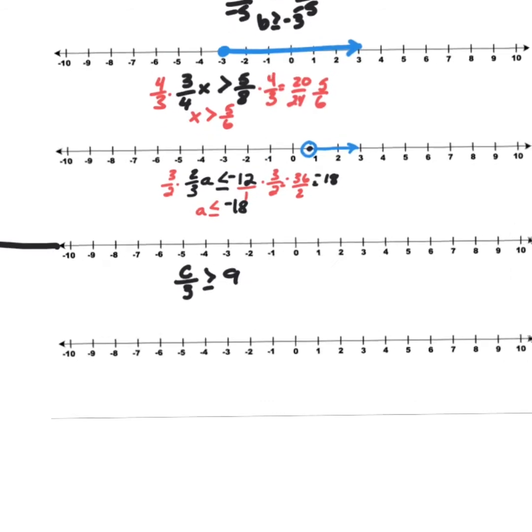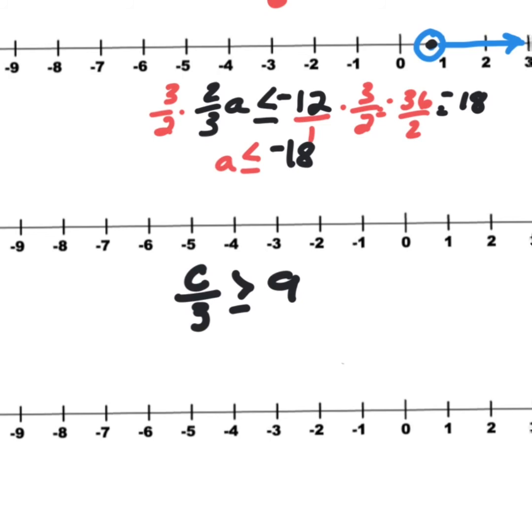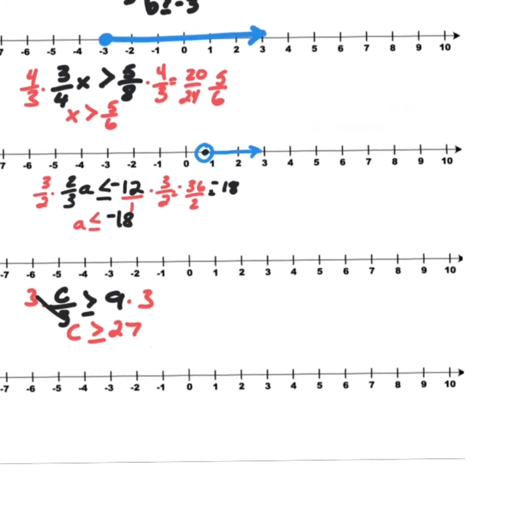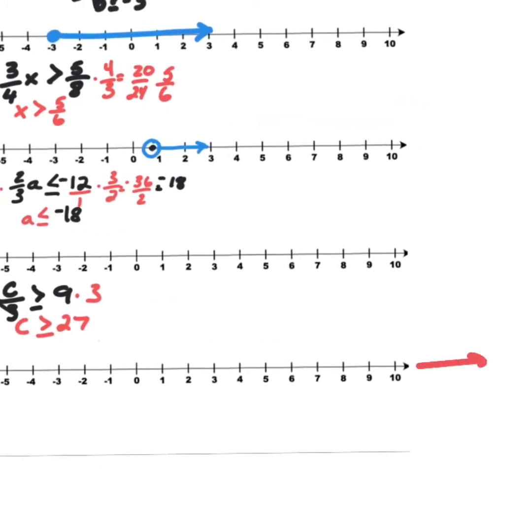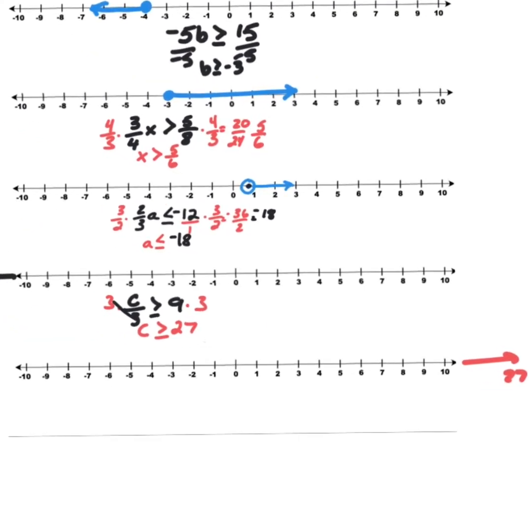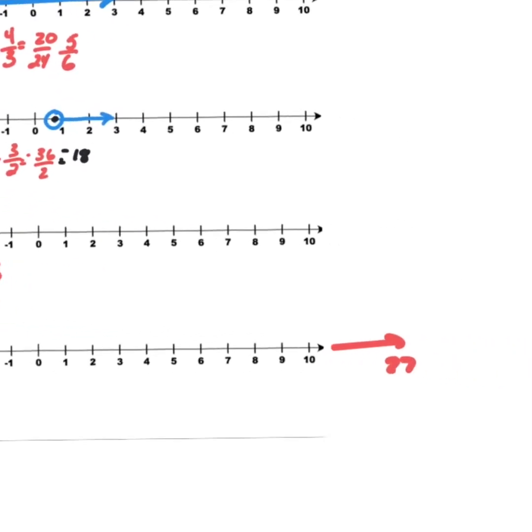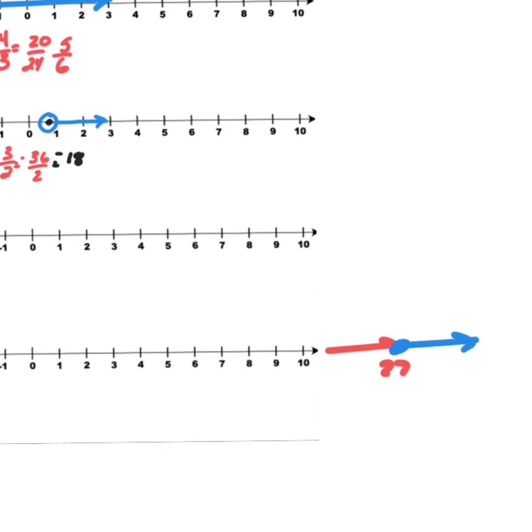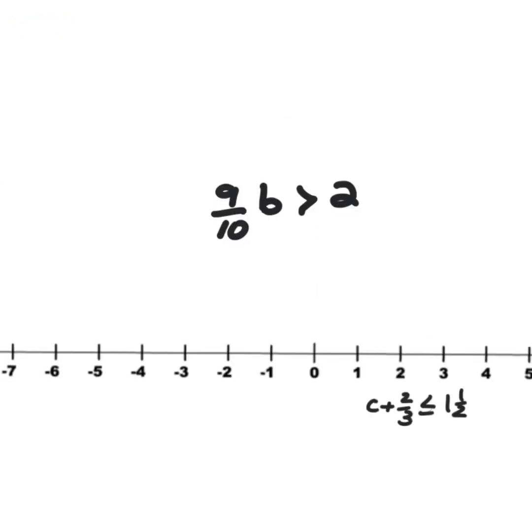And for this one, c divided by 3 is greater than or equal to 9. I just have to multiply each side by 3. Those cancel out. This side by 3, I get c is greater than or equal to 27. And I definitely did not pick that one very well. Sorry about that. We'd have to go way out to 27, and it's going to be greater than or equal to 27. And that goes out.